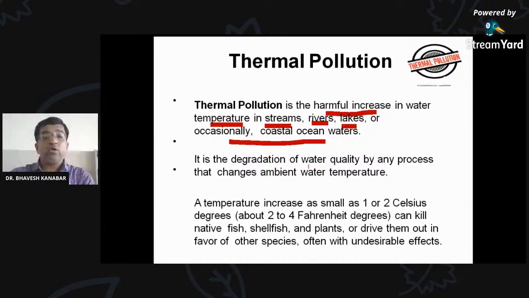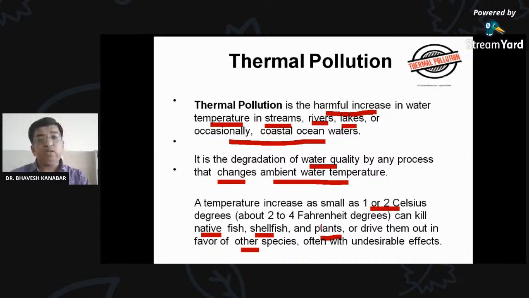It is degradation of water quality by any process that changes ambient water temperature. Ambient water temperature means water temperature at the normal atmosphere. So any activity which changes the water quality and increases the water temperature is thermal pollution. A temperature increase as small as 1 to 2 degrees centigrade can kill native fish, shellfish, and plants, and drive them out in favor of other species. So just a 1 or 2 degree persistent increase in water temperature can damage aquatic animals.